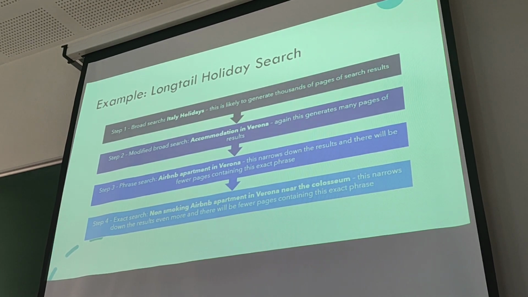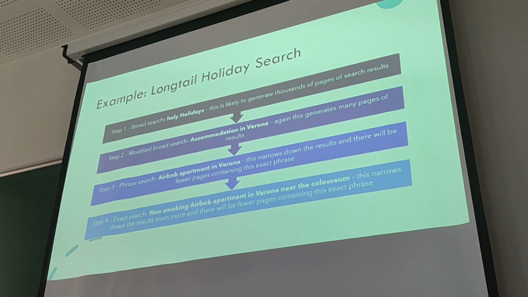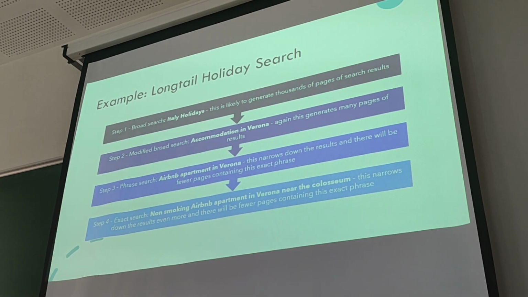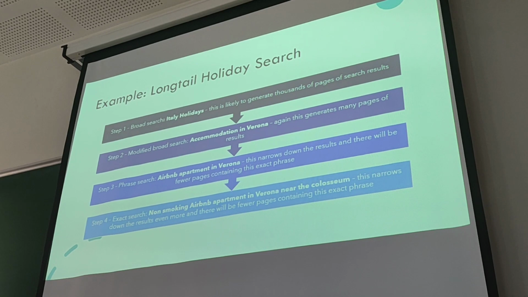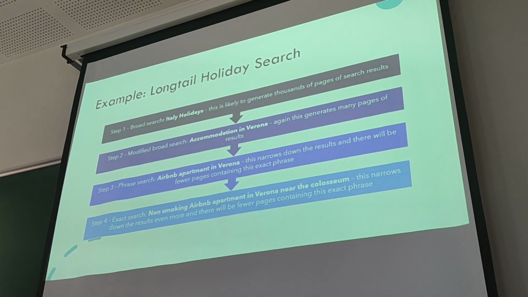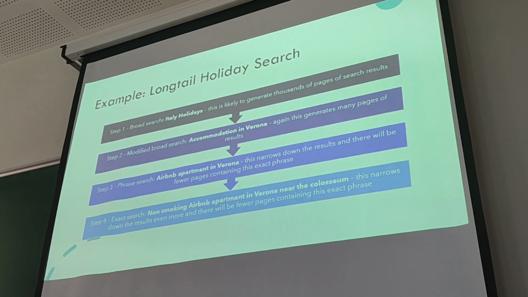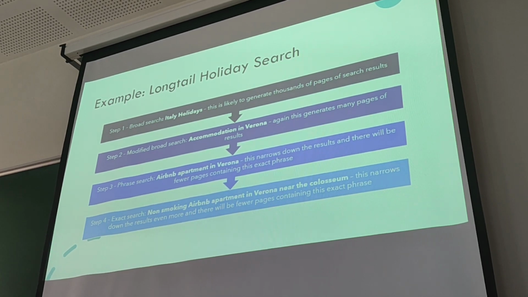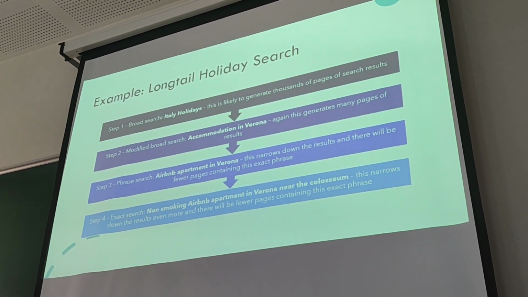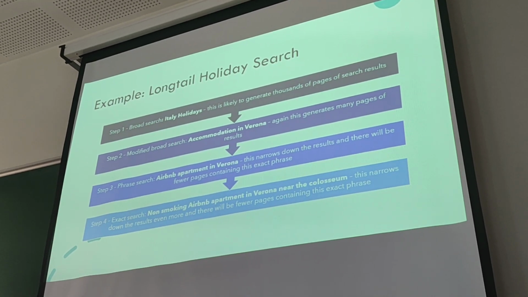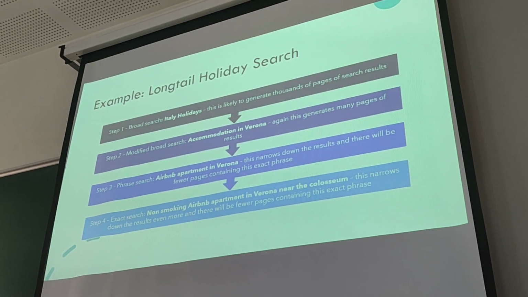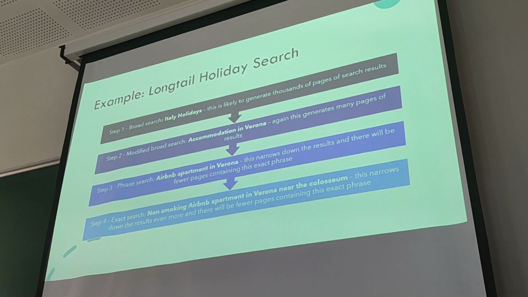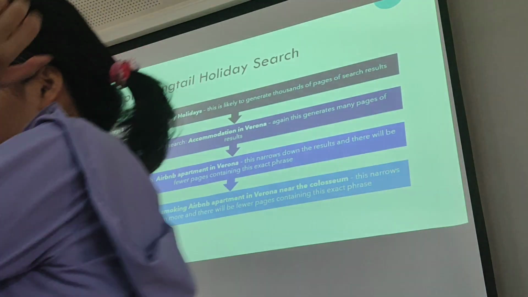So if you've got a decent piece of content that's written about the experience of staying in this apartment near the Colosseum in Verona, if it's good quality content that people are going to spend time reading, then it's going to rank more highly for those keywords. So there is a correlation between high quality content and strong rankings.